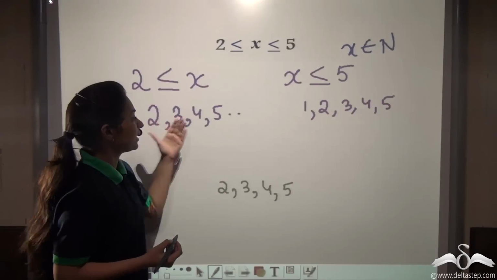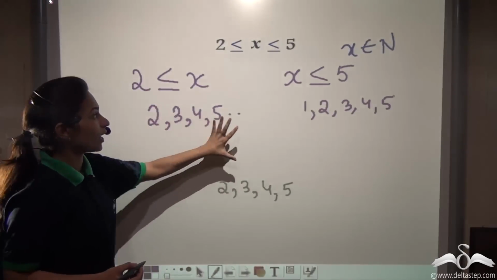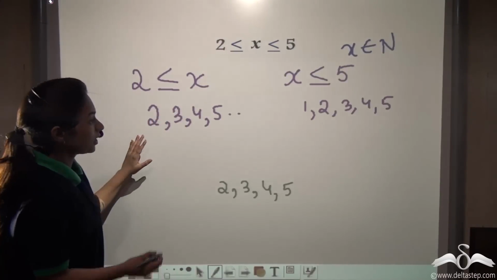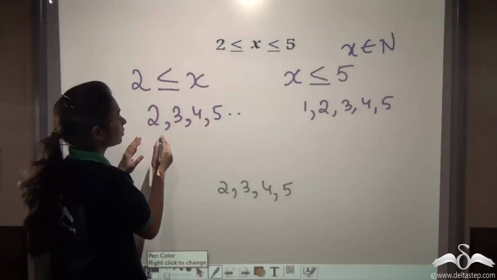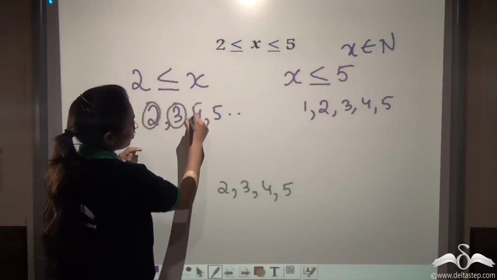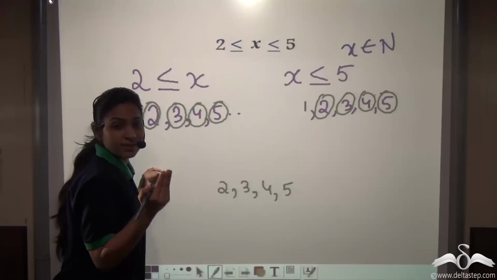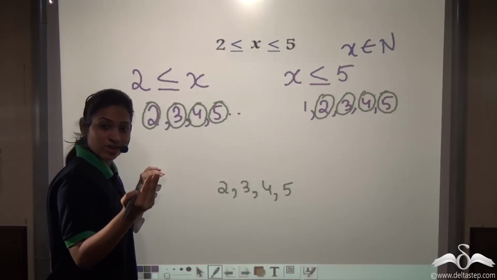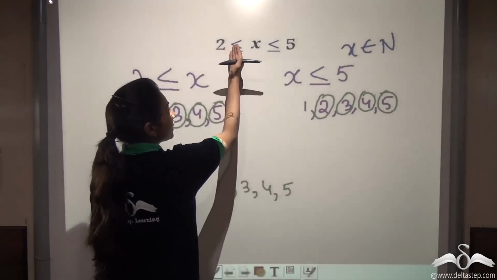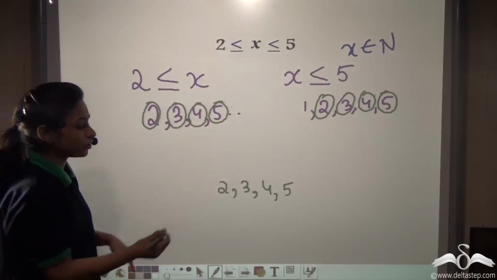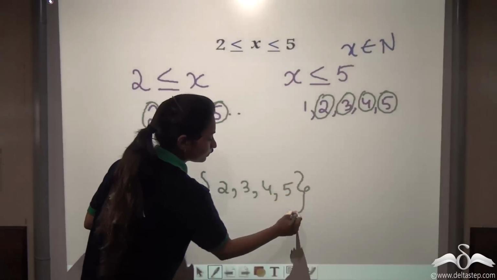Now we have solved these inequations separately. Now we have to unite them to write the solution set for this inequation. See, what are those numbers that are falling in both? 2, 3, 4, 5. These are those numbers which belong to natural numbers and are greater than or equal to 2 and less than or equal to 5. See, this is matching our solution. We had already written it before.